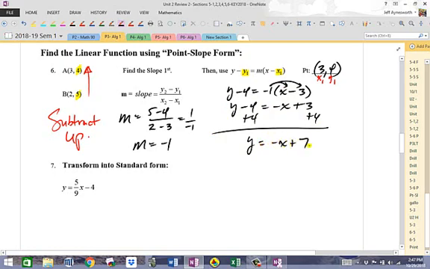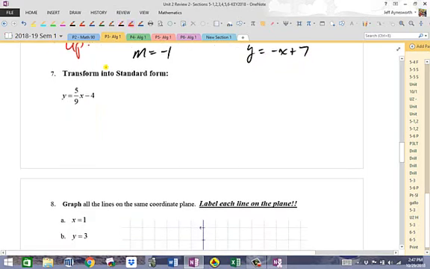Okay, on the next one here, you're going to go from slope-intercept to standard. So this is called slope-intercept, and you want to go to standard form, which is ax plus by equals c. So you want the variables on one side, and you got to clear your fractions.